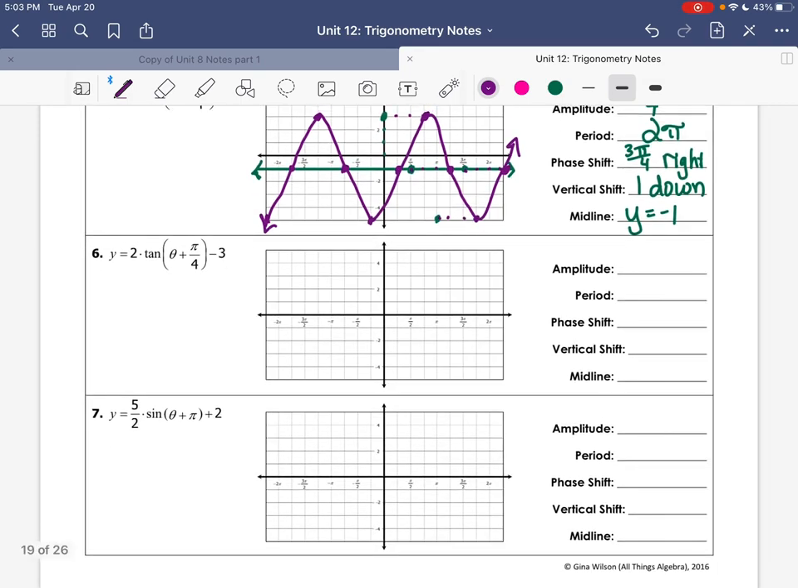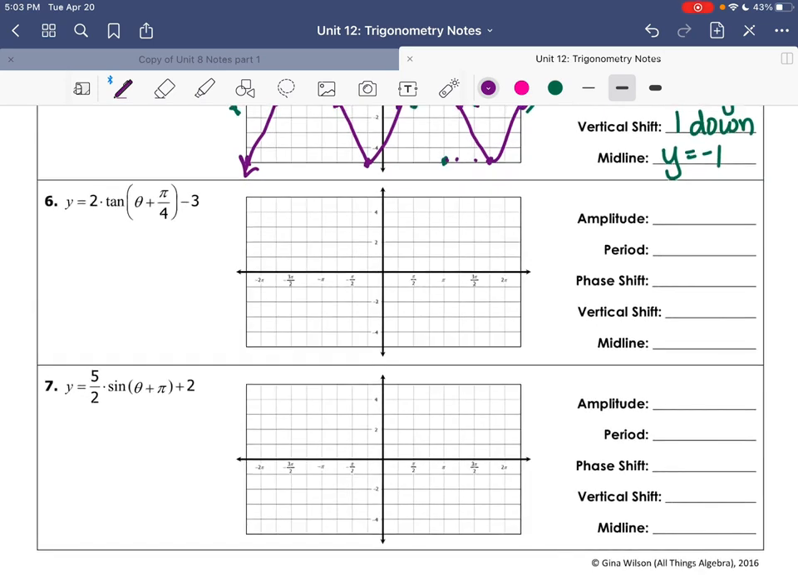Okay, and then the last one we're going to do is number 7. Number 7 has lots of things happening. Thank goodness it does not have a period shift. Those are the ones that for some reason are the hardest for me. So amplitude is just 5/2. You need to know what that really means. That's a mixed number of 2.5. That will help you, because now instead of going up to 1, you would really be going to here. So sometimes the mixed number is helpful.